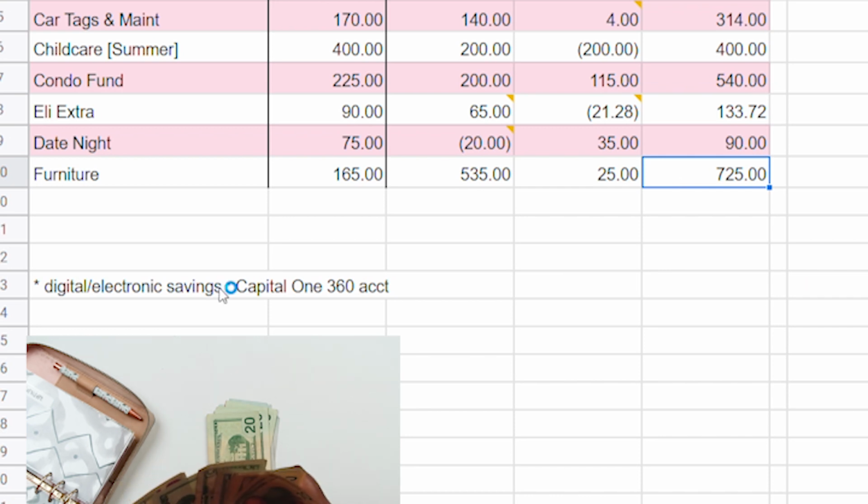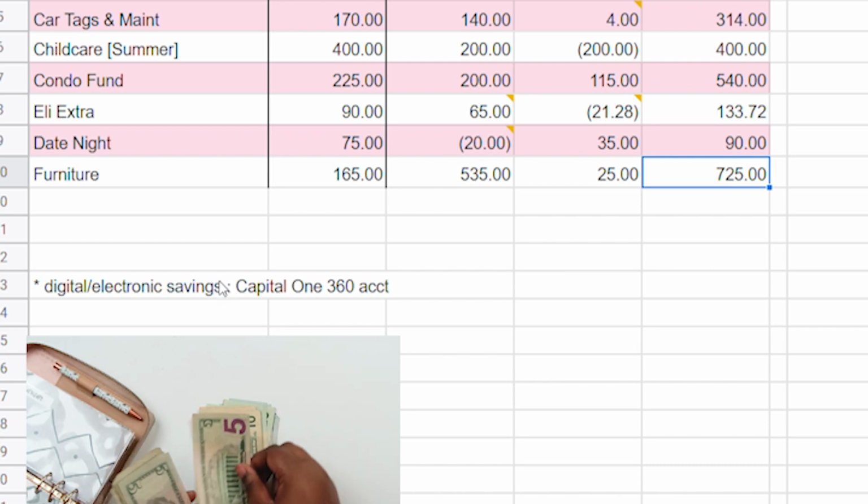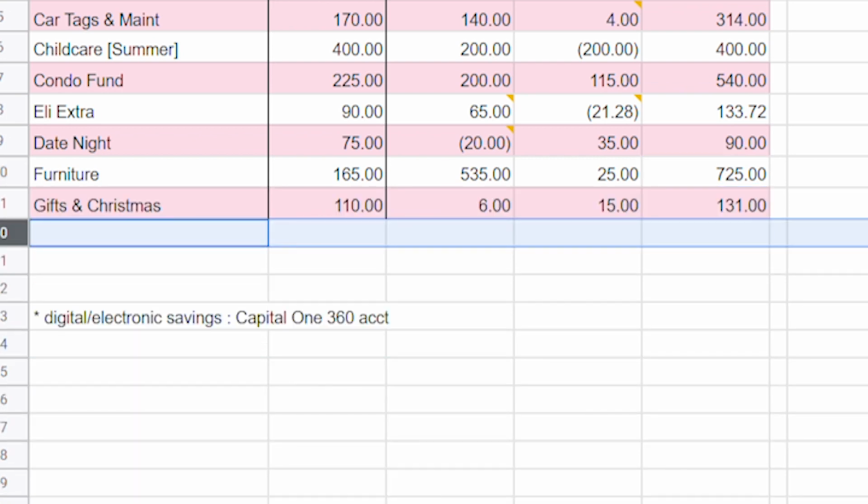So we have $725 as the ending balance in furniture, which is, spoiler alert, my highest balance for any and all of my sinking funds. Gifts and Christmas started off with $110. I didn't think it was that high, but yeah, it is. We started off with 110 in gifts and Christmas in May.